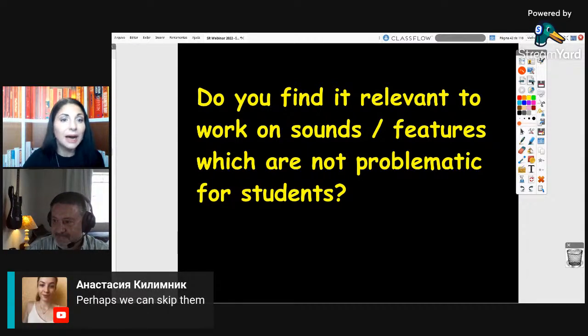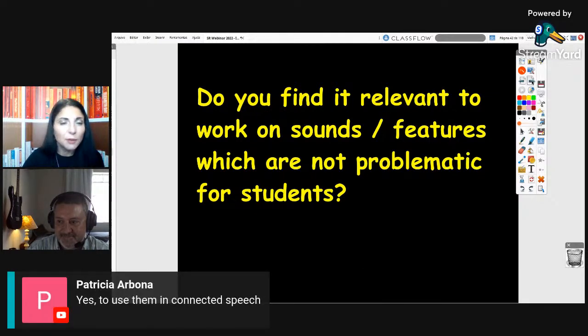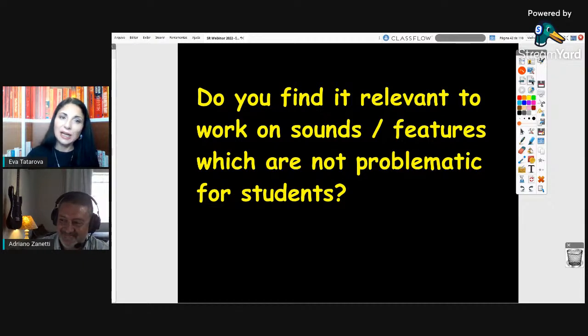So we have the idea that perhaps we can skip them, so we don't spend time on what they can produce properly. Ms. Patricia said that we should use them in connected speech. Yeah. There is the idea that we can give positive feedback to guarantee that they know what they know. Yeah, it's quite interesting. But I'm really curious to hear your ideas concerning that. My idea. Yeah.